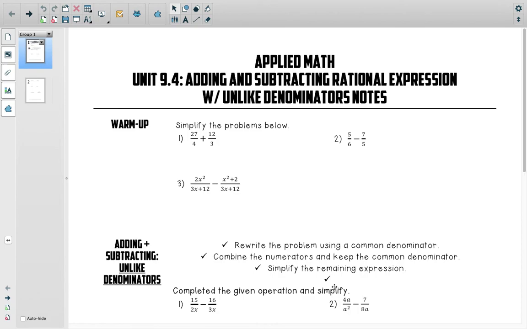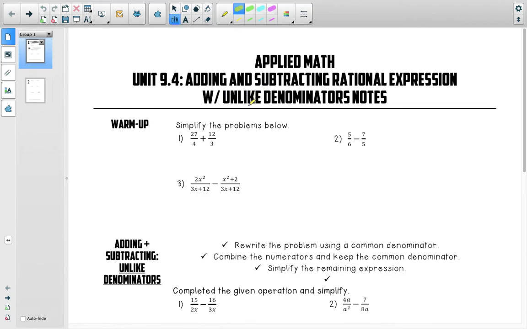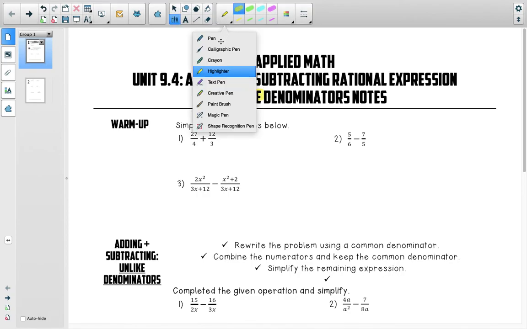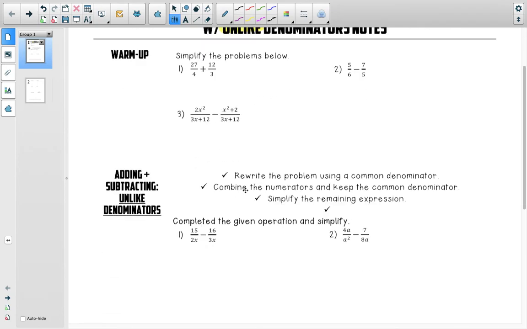In this section we're going to do the same thing as we did in the last section, but this time it's going to have unlike denominators, so we're going to have to make them the same. So this one has unlike denominators. I'm going to go ahead and skip the warm-up just because I think this is going to take some time.